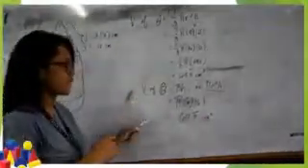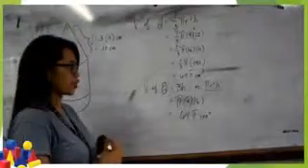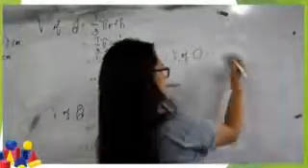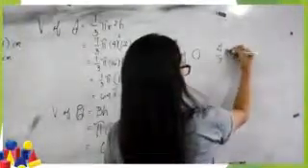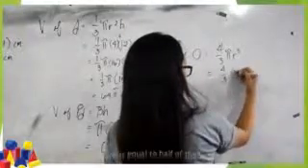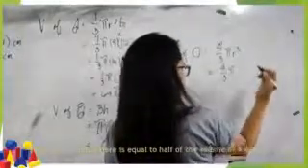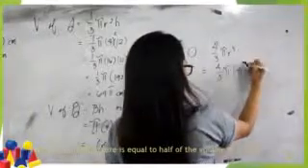So the volume of the cylinder is 64 pi centimeter cubed. Then let's solve for the volume of the sphere. The formula of the sphere is 4/3 pi r cubed. Then substitute the value of the radius.